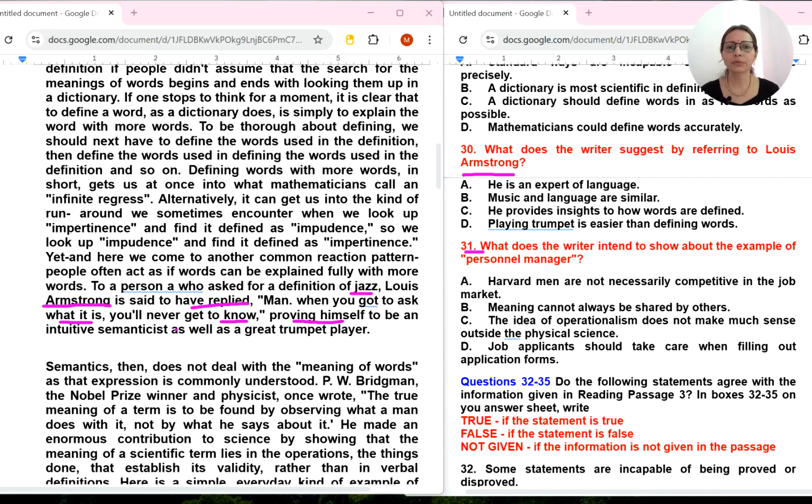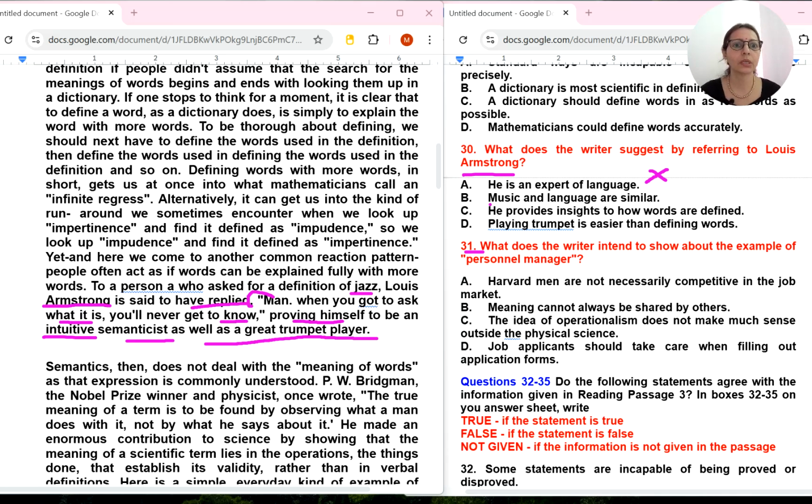Proving himself to be an intuitive semanticist as well as a great trumpet player. Man, if you got to ask what it is, you will never get to know, meaning you will never get that correct answer. Proving himself to be an intuitive semanticist. So the next paragraph they are talking about something else. It means wherever inverted commas are there, we will get the answer of this. He is an expert of language? No, nothing like it; it is not given like that.